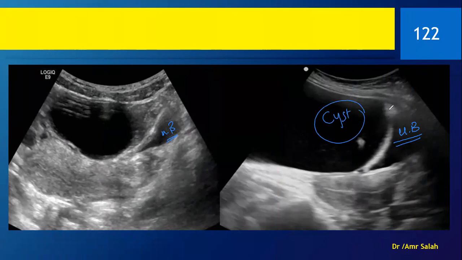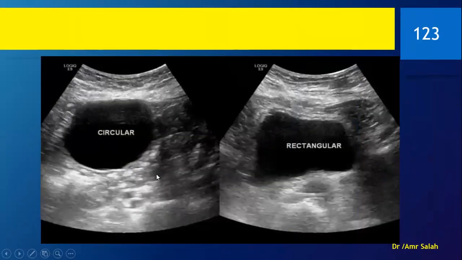So the cyst, along with the ovary, would be more globular or round in shape, whilst the bladder would be rather rectangular or square. This is really very important. Voila, this is the cyst. It's circular, and this looks rather rectangular.